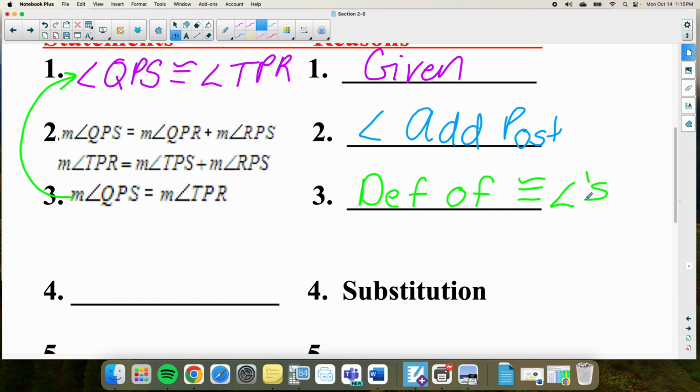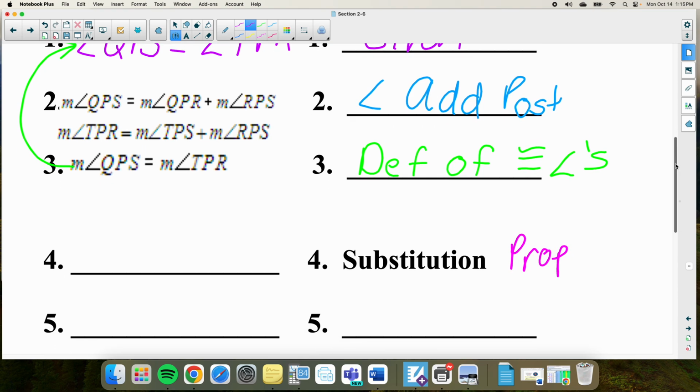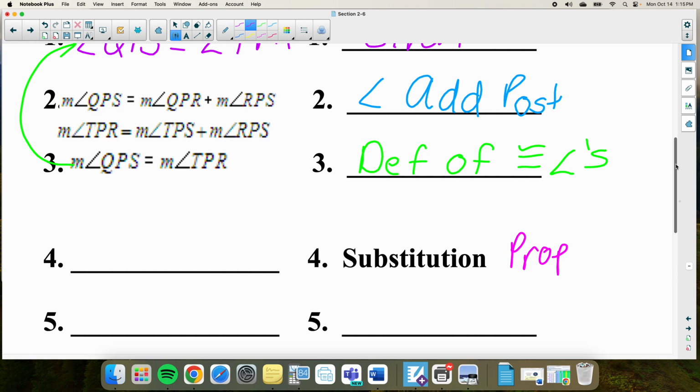Now they want us to use substitution. And one thing I forgot when I did this, I forgot property right here, if you want to just add that. But what they want is for us to use substitution. Now, QPS equals this. So I could pick that QPS out and put this in there, okay? Then also, TPR equals this.